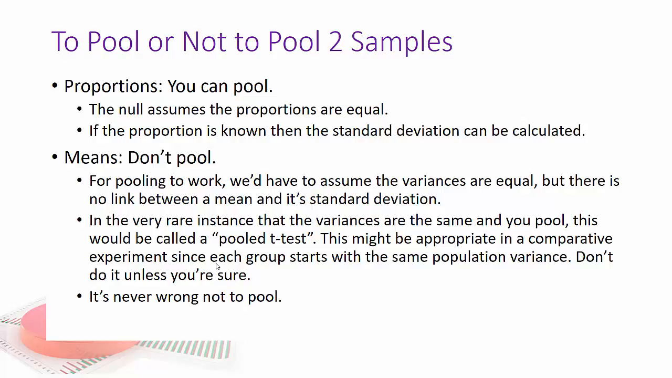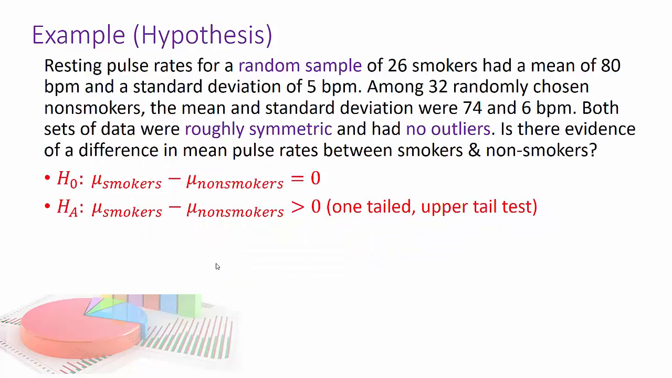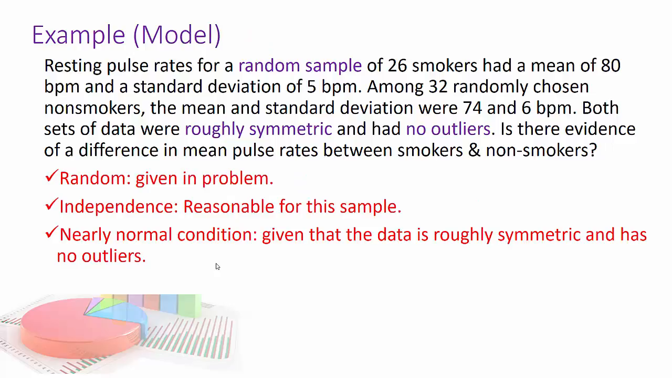So let's go ahead and perform some t-tests. We're going to revisit our example with smokers and their pulse rates. My null is that there is no difference between pulse rates for smokers and non-smokers, that the difference is equal to 0. For my alternate, I'm going to say smokers are higher than non-smokers. So it's a one-tailed upper test. And if we look at the conditions, it's the same as before. I'm looking at the same example from our confidence intervals.